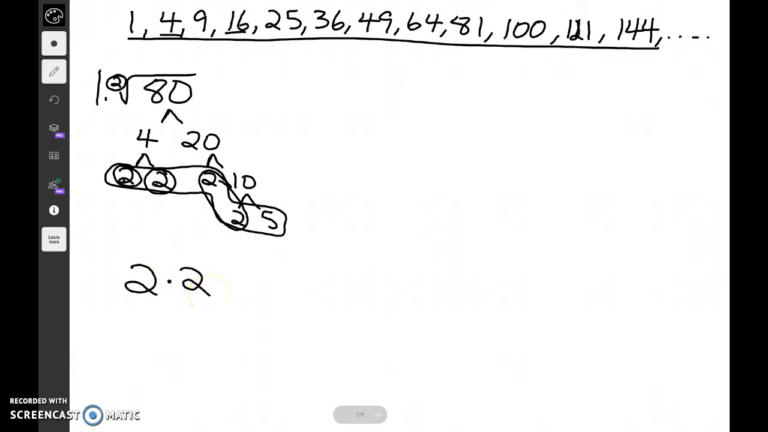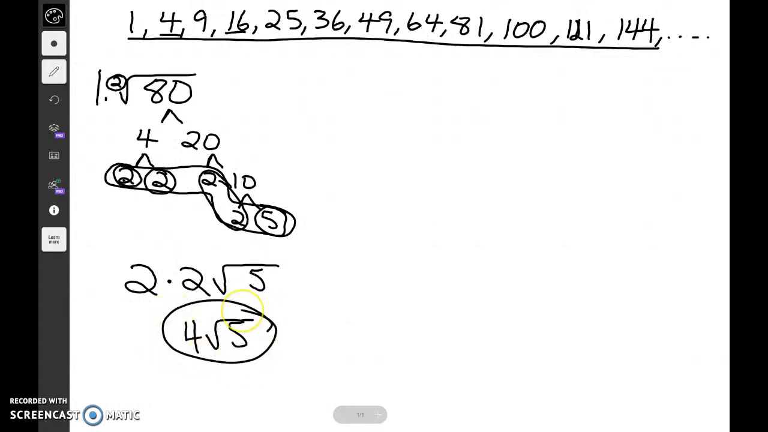And then if I look at this 5, do I have a pair of 5's? No, I only have how many 5's? 1. So since I only have 1 5, that's actually going to stay underneath the radical symbol. So what I'm going to do is write the radical symbol, and put the 1 number left over underneath it. So when I multiply this out, I want to multiply my two outside numbers. So what's 2 times 2? 4. And then I'm going to get 4 on the square root of 5. That would be the most simplified this problem could get.